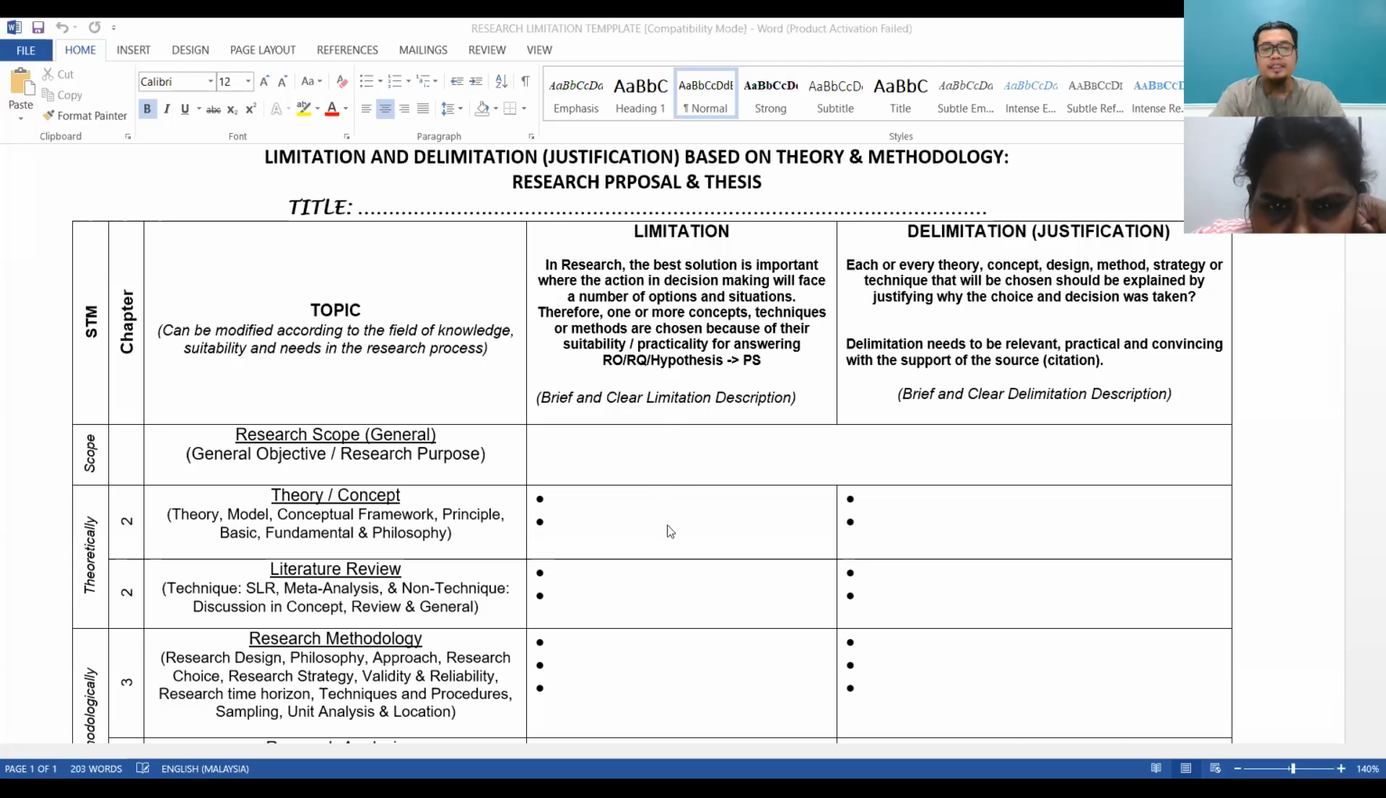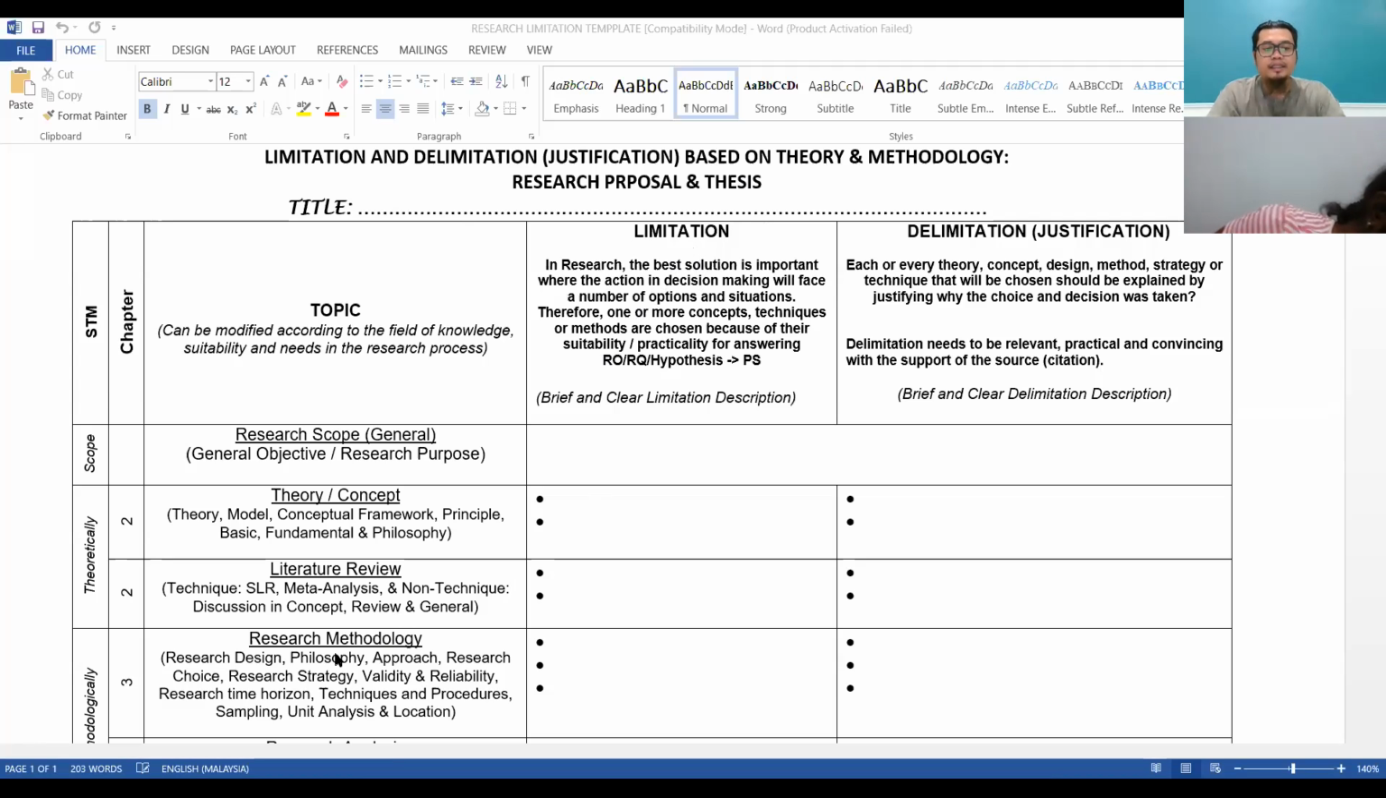Some of you do the literature review not based on a technique. We know there are a few techniques like SLR and meta-analysis. Some studies do not use SLR and meta-analysis. You use a non-technique approach, discussing concepts, reviews and general matters. Because your topic is quite new, we don't have specific literature review on past studies. That's why your limitation is in getting articles or research papers regarding this matter on your topic. What other limitations?